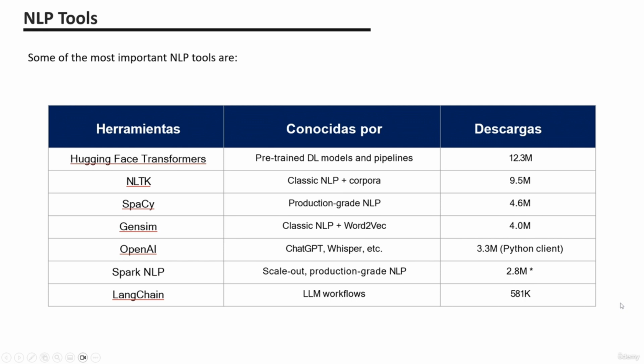We then have the familiar OpenAI tool, which gives us access to the GPT model, Whisper, and DALL-E through its API. We also have the big data library Spark NLP, a resource designed for processing large volumes of text data with Spark, with a focus on natural language processing. Lastly, we have LangChain, a Python tool that facilitates the enhancement of large language model capabilities. Through this module, we will delve deeper into the most important tools we have just mentioned.